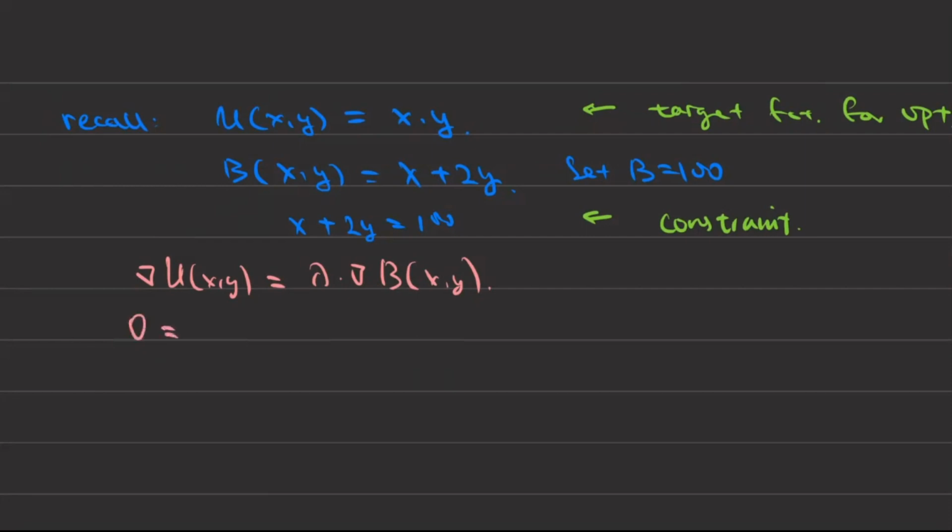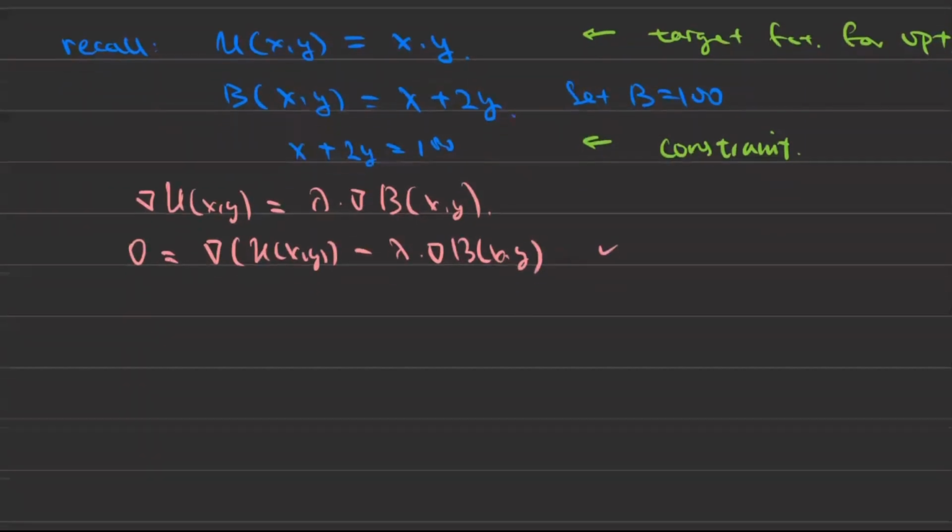You can say 0 equals nabla of u subtract lambda times nabla of b. And the second equation should also hold. We're going to use that as a key to help us solve this problem using Lagrange multipliers. So what we're going to do is use this calligraphic L, which is a function of x, y, and lambda. And we're going to define that as the two functions subtracted from each other. We're going to define that as the function u subtract the function b. So the utility function subtract the constraint function.